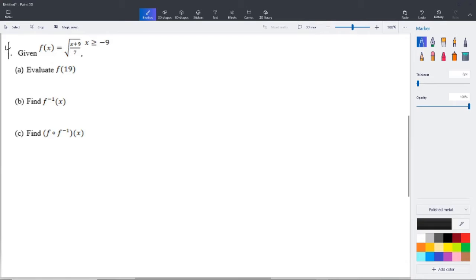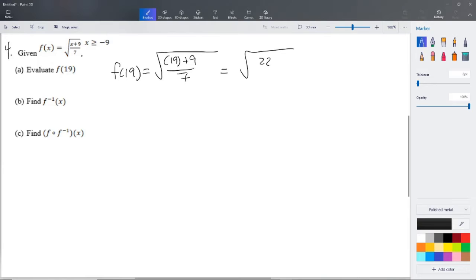Evaluate f of 19. So that means we're going to stick in 19 everywhere we see an x. So f of 19 equals the square root of, we have an x, that's going to be 19, plus 9, divided by 7. So in the square root, we have 19 plus 9, that's 28, divided by 7, that's going to be 4. So we have the square root of 4, which of course we know is 2. So the answer for part A is 2.